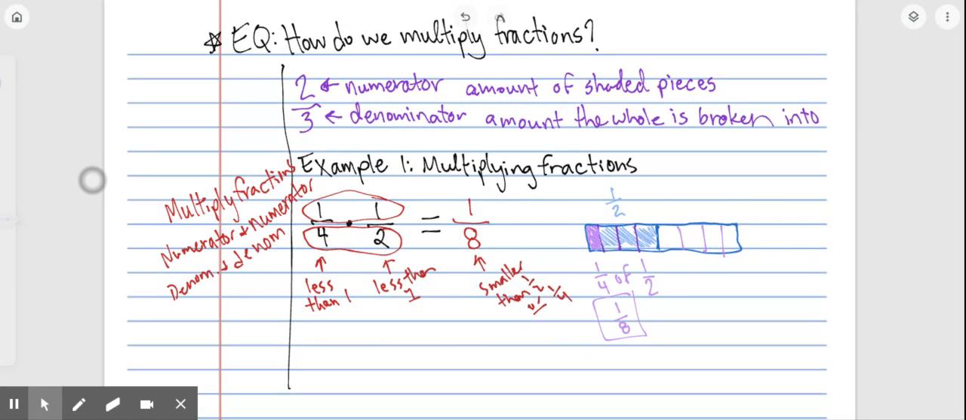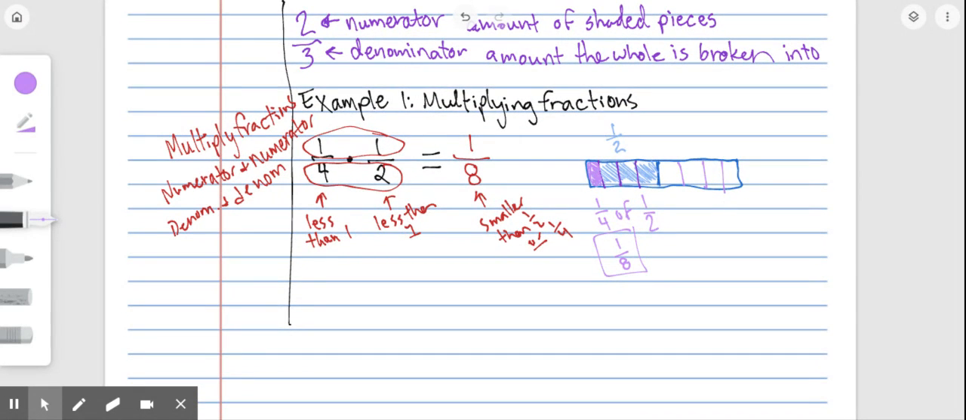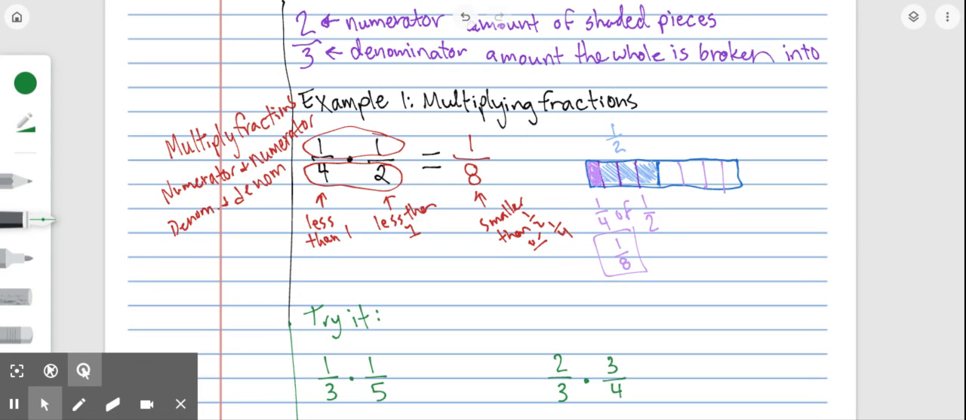Okay, so I'm going to write some trials. I want you to try a few. The 2 trials that I'm giving you are 1/3 times 1/5 and 2/3 times 3/4. Remember, you multiply the numerators straight across and the denominators straight across. So pause this video, take a minute and try those, and then I'll go over them.